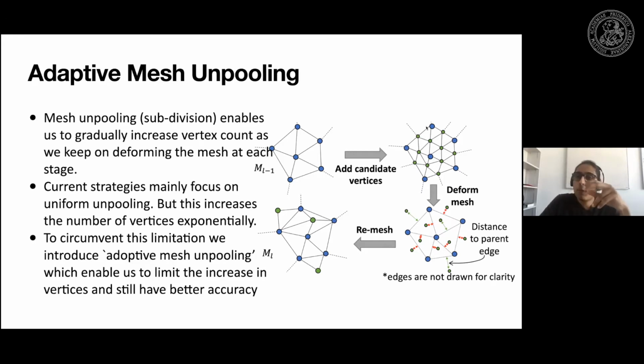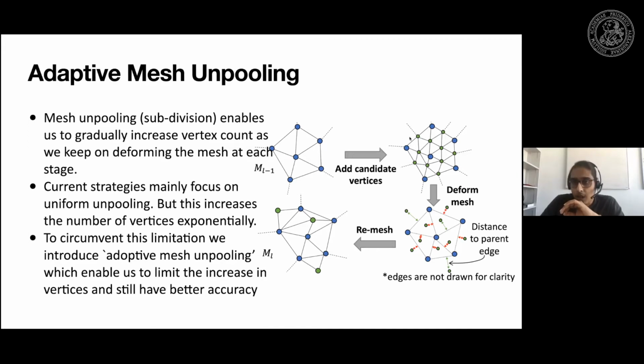Here what we do is we take an edge and split it at the center, and we can define new vertices. So this large single face becomes 4 small faces. It's as simple as that. It's not a complex technique. But we don't stop there. We call these only candidate vertices.